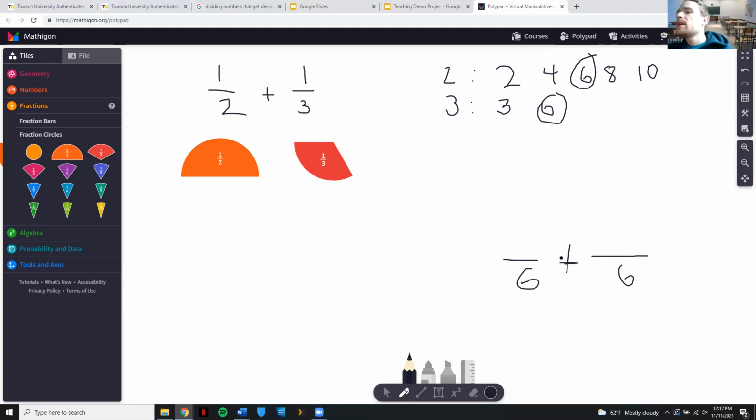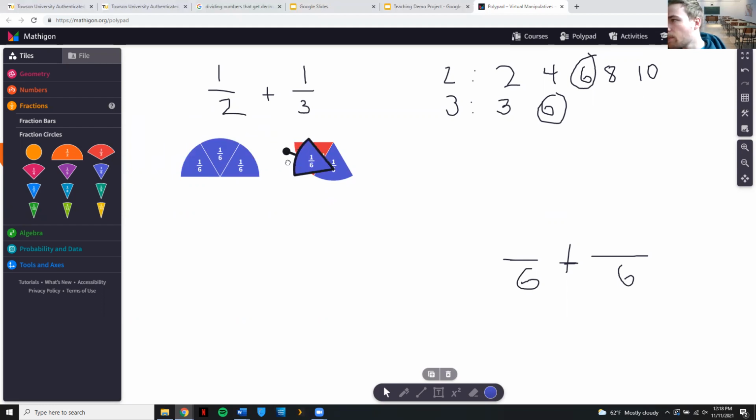Now, we can look at this multiple ways. We can start with the manipulatives. So we know that 6 has to be on the bottom, our denominator. So we're going to take some 6 pieces and we're just going to fill up our current circles. So if I was to fill up our 1/2, I can fit in 3 of these sixths. And if I was to take our third, I can fill in about 2 of these sixths.